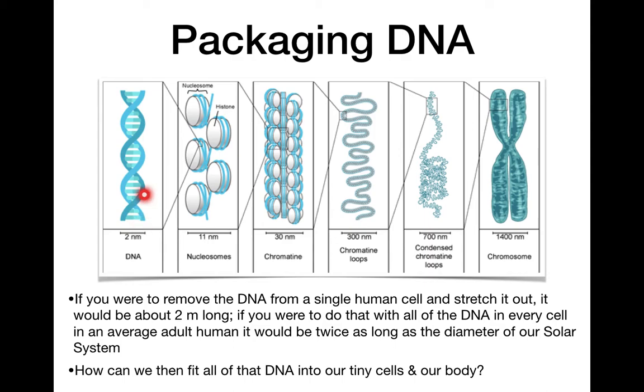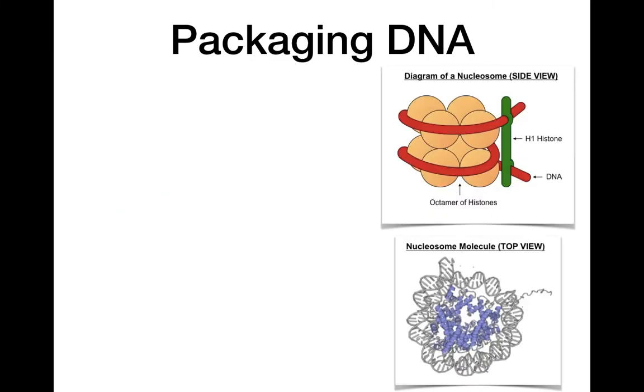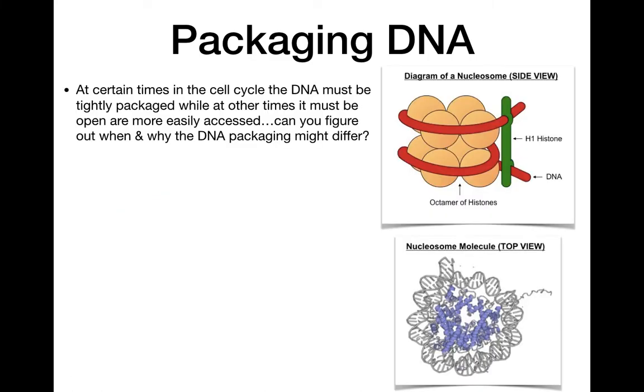We're talking about a DNA strand here, with that long length, but it's going to get packaged again and again and again and again. All these steps keep it packaged and organized and fit into our cells, but also readily accessible for replication, for transcription, all those kinds of things. So how does this work? Well, in terms of the cell cycle, we're talking about mitosis and interphase. The DNA has to be tightly packaged, or it has to be easily accessed. So when and why is the packaging going to be different?